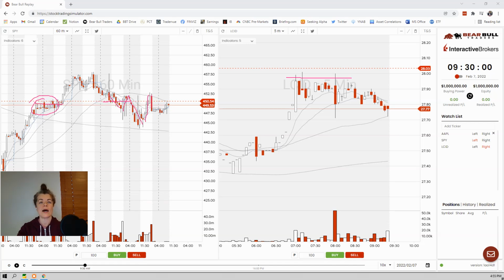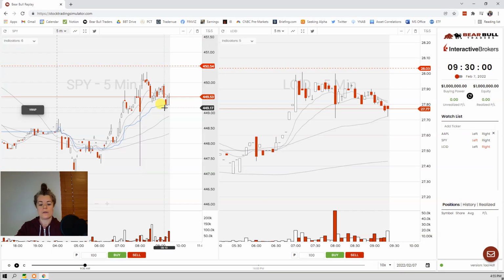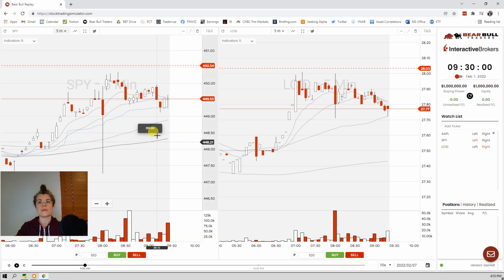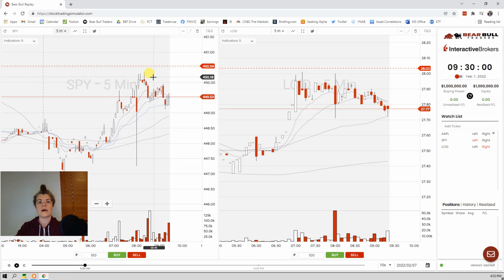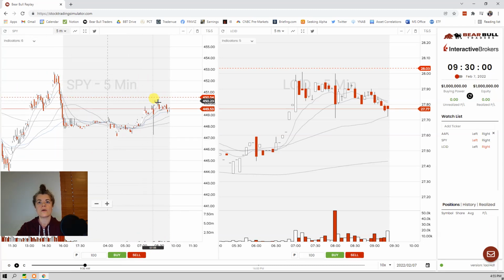So I want to take a trade on LSID when the SPY rejects its area. But if it breaks above it, then we should go long on LSID if it breaks above its level. So I'm pairing them together. Let's take this over to the 5 here, and I've got my level drawn there. It's just an area.